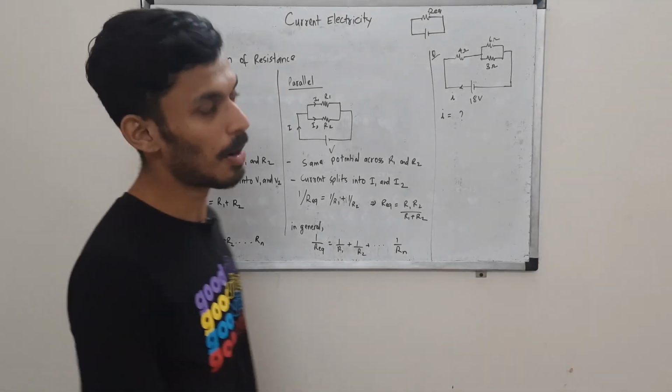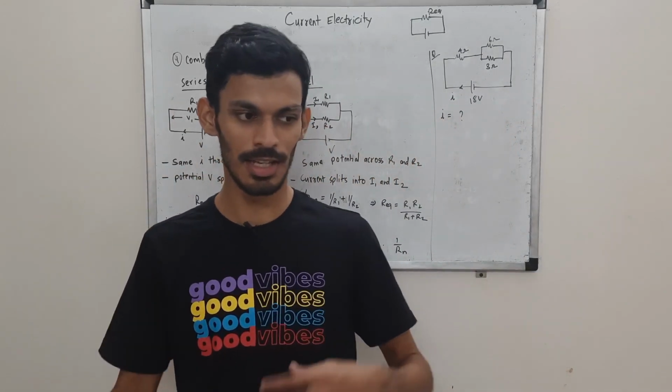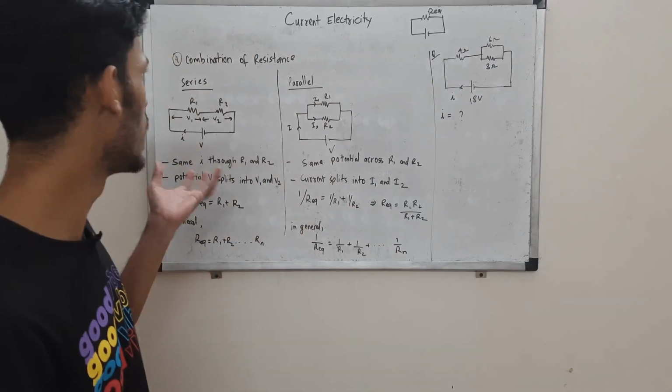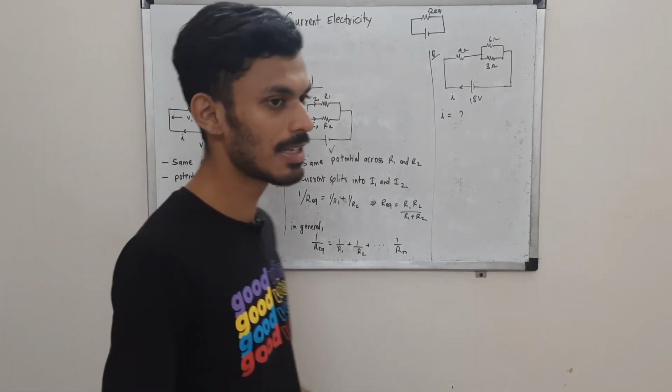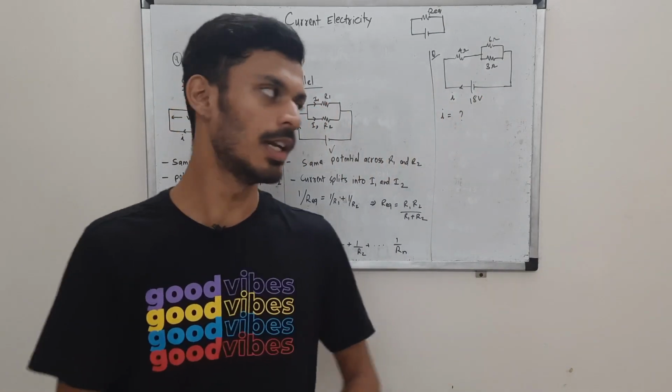Now let us learn about combination of resistors. Just like we had combination of capacitors in series and parallel, here also we have combination of resistances in series and parallel. You might have learned this in your lower classes, but we'll go through it.